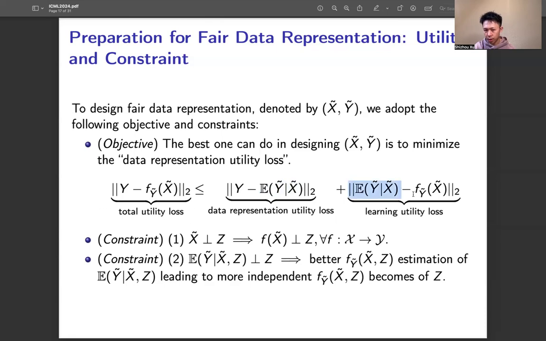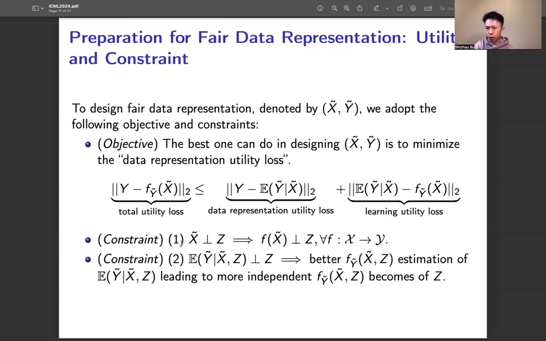But notice that the second term is actually a training loss. So practitioners would aim to minimize this training loss. And therefore, our goal in designing x tilde y tilde is to minimize the first term so that, combining the effort of the two, one can achieve a low total utility loss.